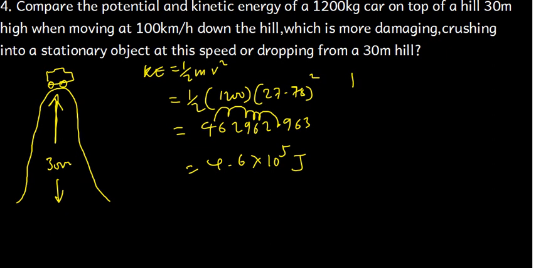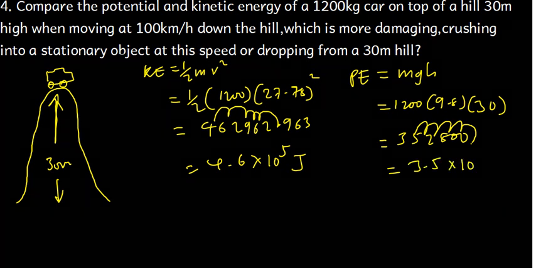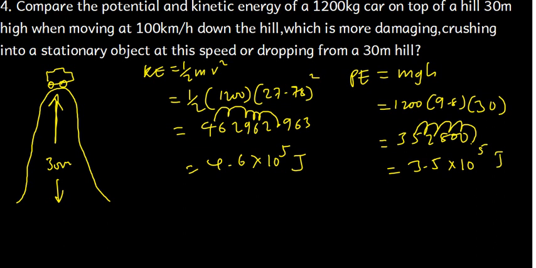Now let's calculate the potential energy. The potential energy is equal to mass times gravity times height. The mass is 1200, gravity is 9.8, the height is 30. So that is 1200 multiplied by 9.8 multiplied by 30, which gives us 352,800. I can also move the decimal point to write it in standard form, 1, 2, 3, 4, 5. So that is 3.5 times 10 to the power 5 joules.